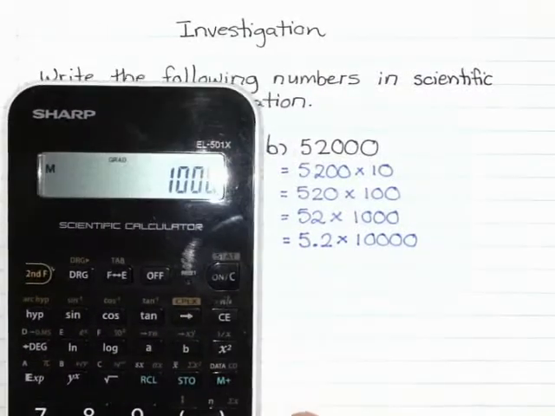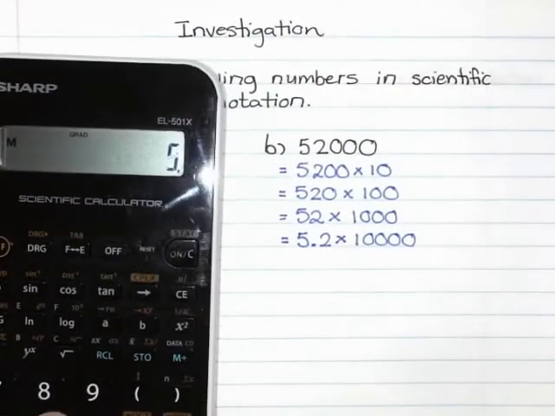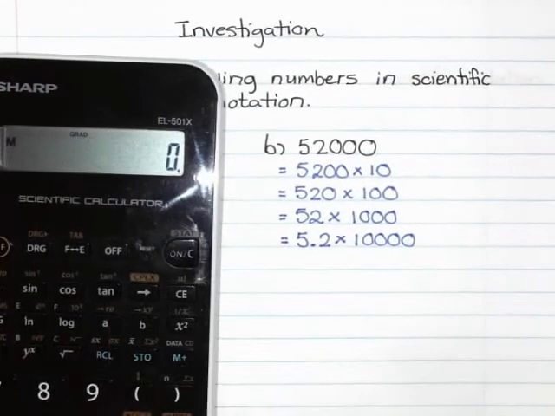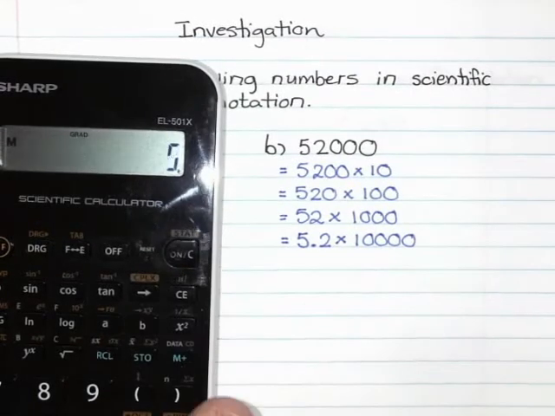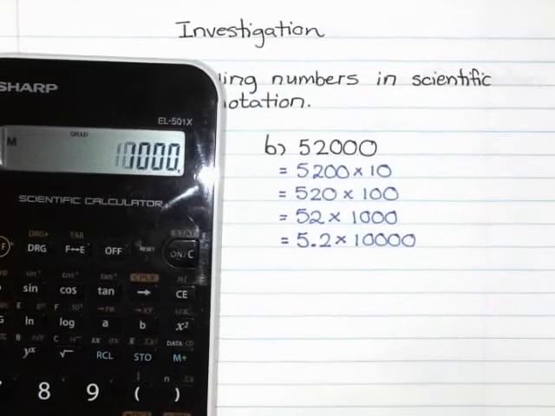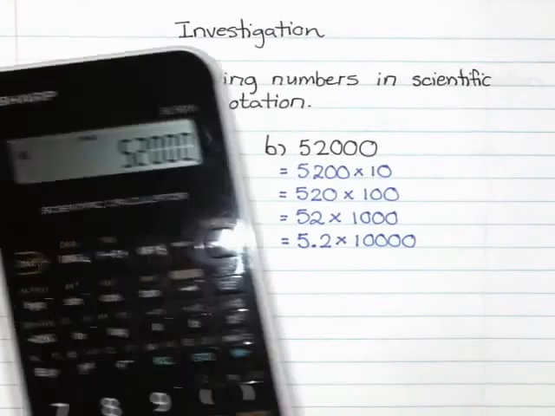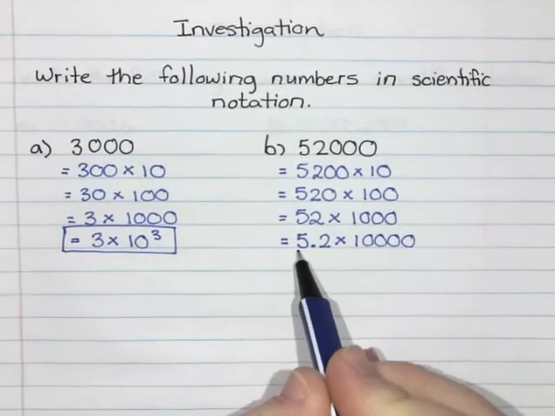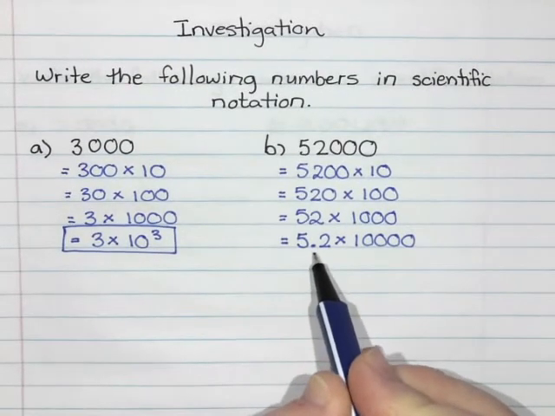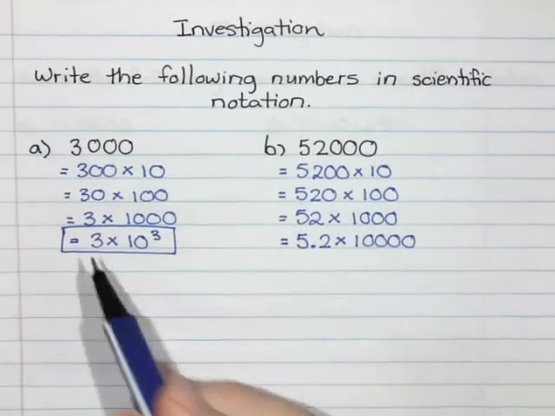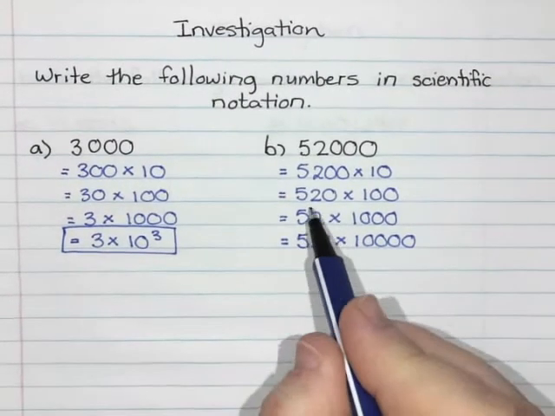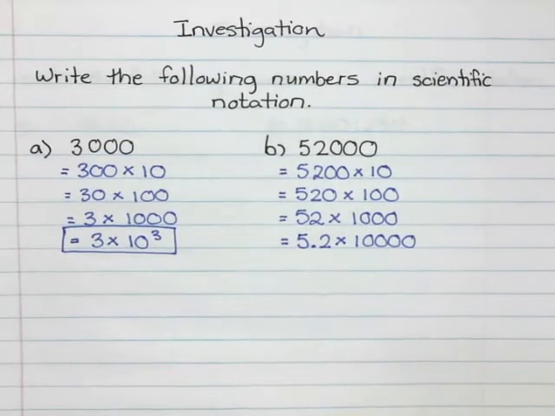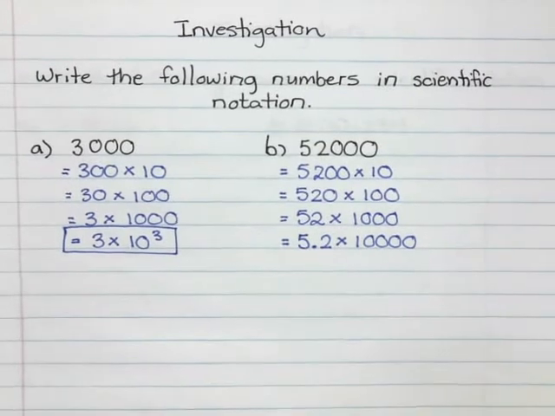So if I do 5.2 times 10,000, helps if I put in the right numbers, I get 52,000. So when something is in scientific notation, there should only ever be one number in front of the decimal point, right? Here I had a 3, which was fine because it was just one number. But when I had 52, that's 2 digits, and I only want 1 digit in front of the decimal point. So I moved it so that it was 5.2.